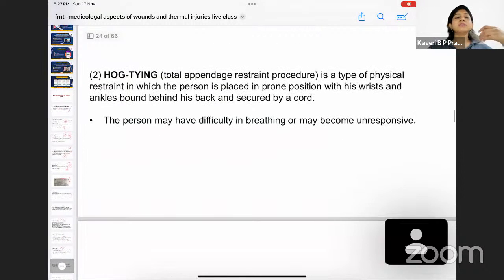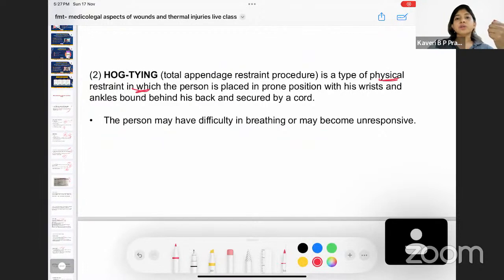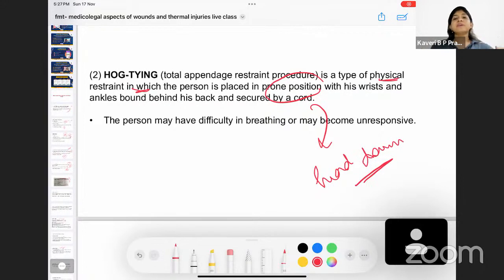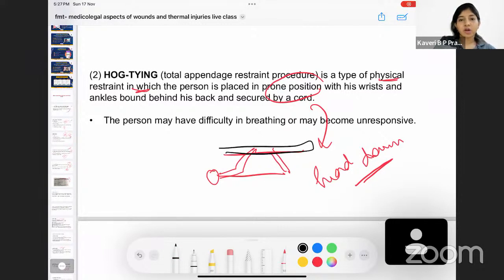Coming to one more reason, death could occur during hog-tie. So what is hog-tie? It is physical restraint in a prone position. So what do you understand by prone position? It is nothing but a head-down position, the opposite of supine. So whenever he's lying in a head-down position with his wrists and ankles bound behind his back and secured with a cord, the person is going to lie like this, and both his hands and arms are going to be secured. So this black thing that I'm showing is a rod. His hands and legs are going to be tied like this.